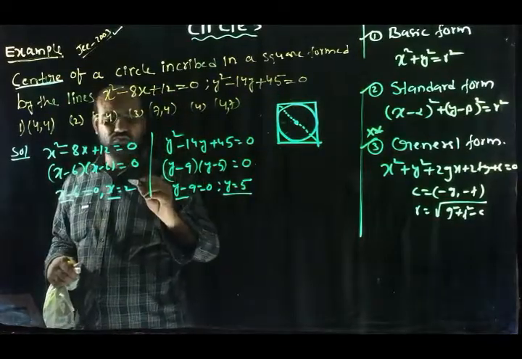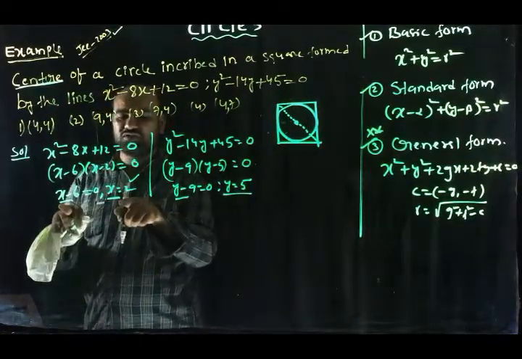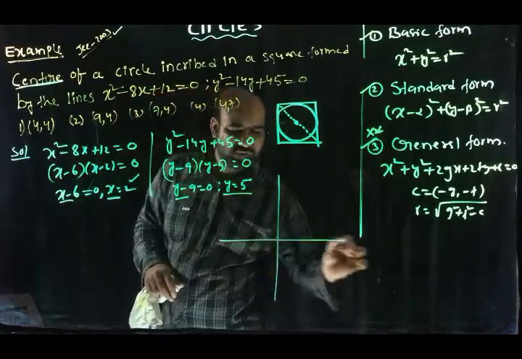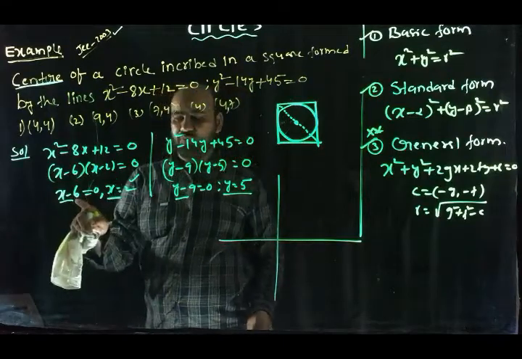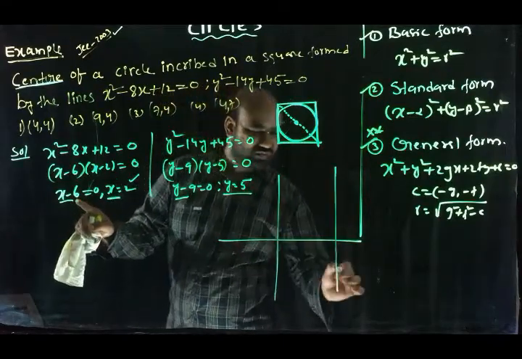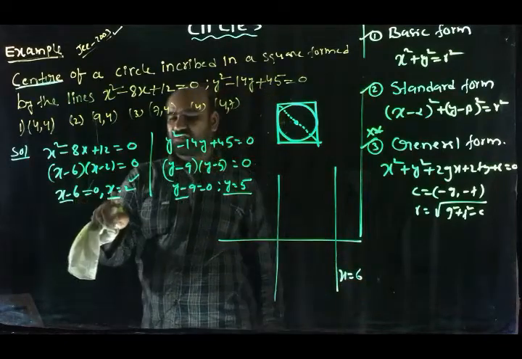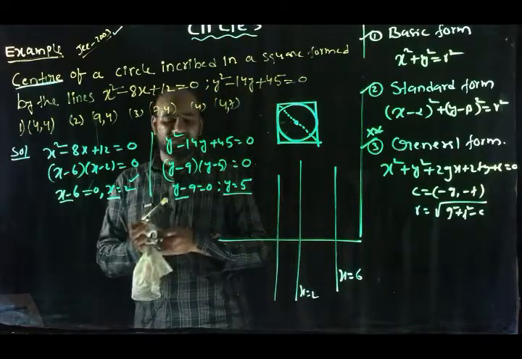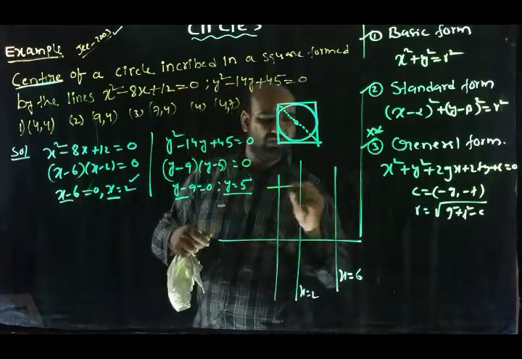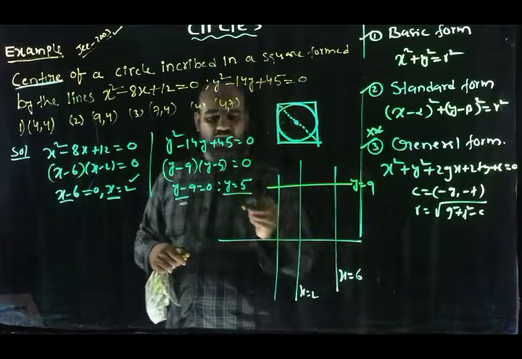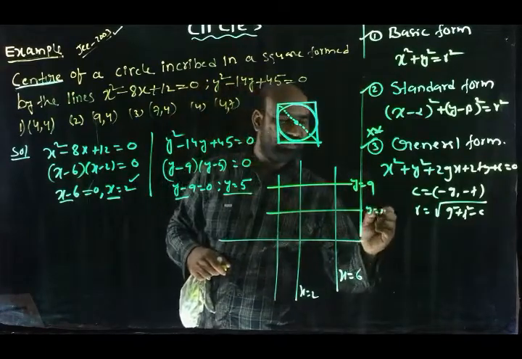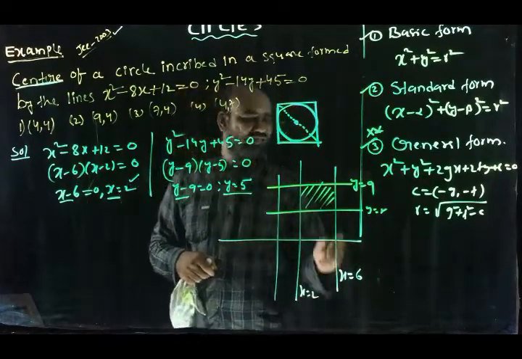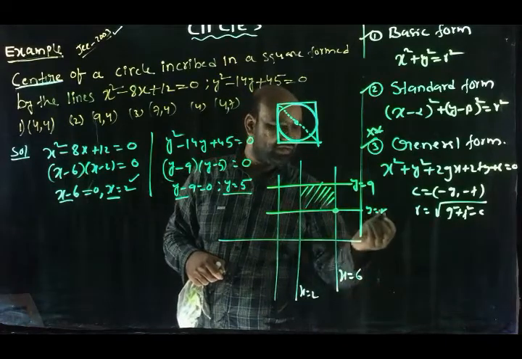So these two lines are two opposite sides of the square, and the other opposite sides are these. Try to draw a rough sketch on a coordinate plane. The line x equal to 6 is parallel to the y-axis and 6 units from the y-axis, and this is x equal to 2. Another one is y equal to 9, this is the y equal to 9 line, and this is the y equal to 5 line. So this is the required square. You want to find its center. So this point is nothing but (6, 5).